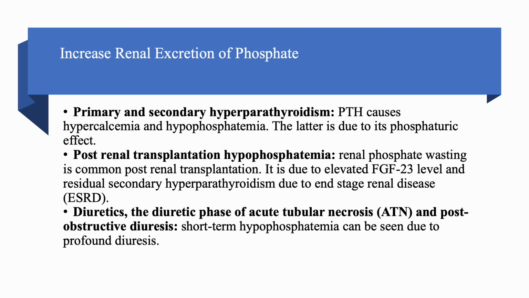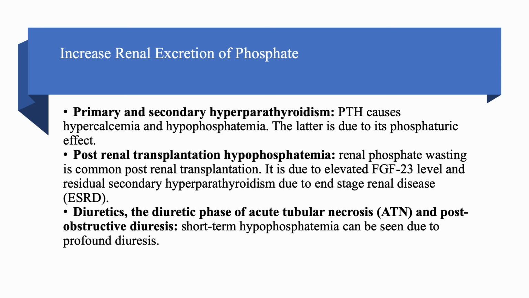Increased renal excretion of phosphate. You see that in primary and secondary hyperparathyroidism. Why? Again, PTH is phosphaturic. So you know that now. Post-kidney transplantation, you still have elevated FGF23 level and maybe PTH, and that is going to cause increased excretion of phosphate in the urine. Also, we said FGF23 and PTH both are phosphaturic.